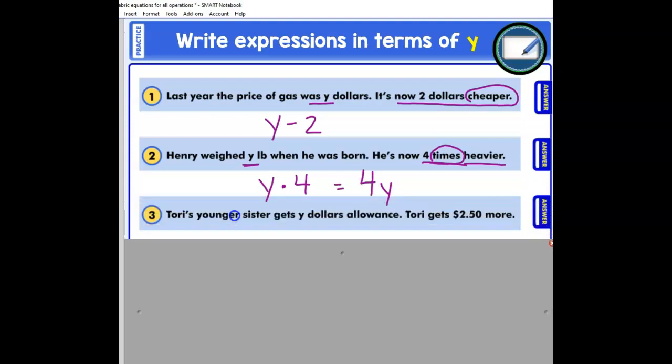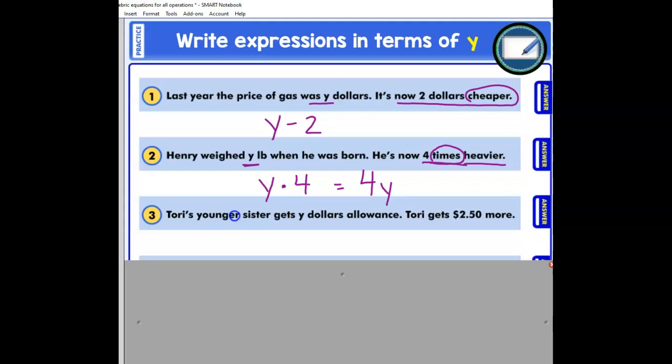Tori's younger sister gets y dollars allowance. Tori gets $2.50 more. Okay, so let's think about her younger sister. Her younger sister gets y dollars, so I can put that down. Tori gets $2.50 more. Well, if she gets more, I'm going to add $2.50 more.